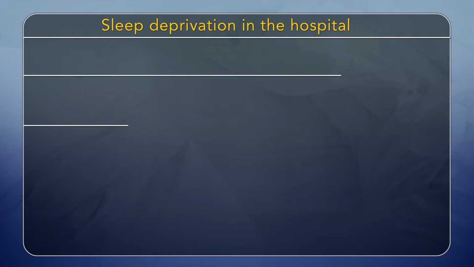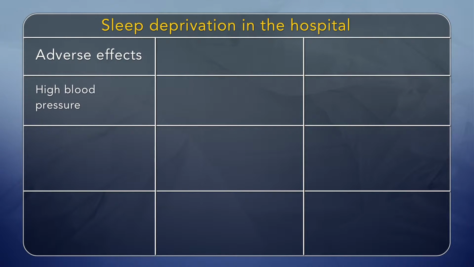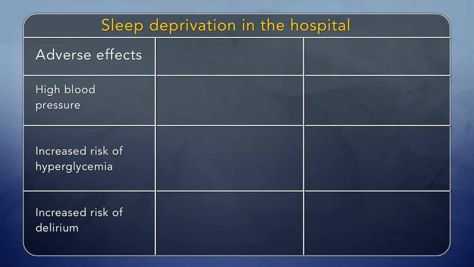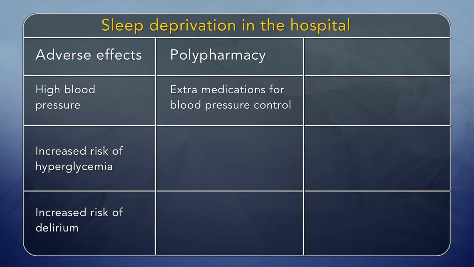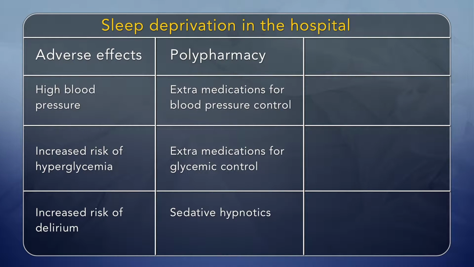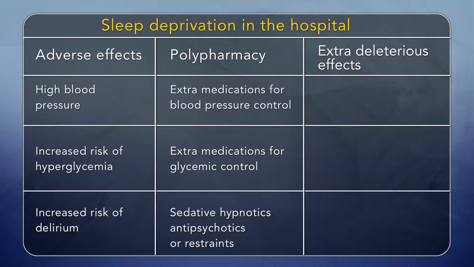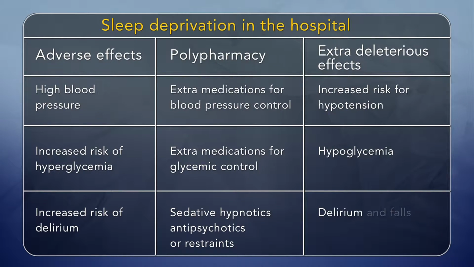Among hospitalized patients, sleep loss can have a variety of adverse effects. For example, sleep deprivation can be associated with high blood pressure, an increased risk of hyperglycemia, and an increased risk of delirium. These can lead to clinical responses in the form of polypharmacy, such as extra medications for blood pressure control, blood sugar control, sedative hypnotics for sleep, and antipsychotics or restraints for delirium. Unfortunately, these clinical responses can have extra deleterious effects. Patients are often exposed to an increased risk for hypotension, hypoglycemia, delirium, and falls.